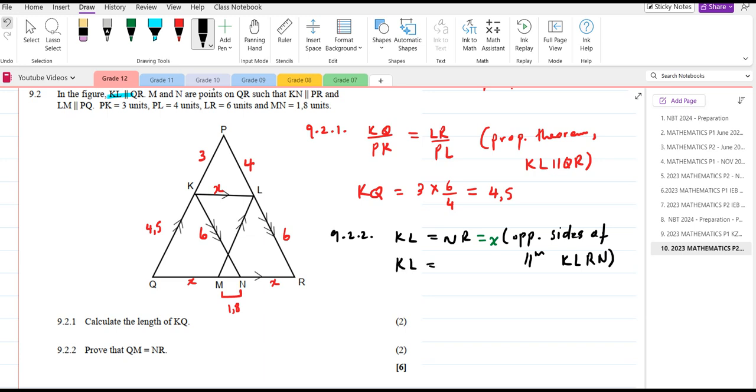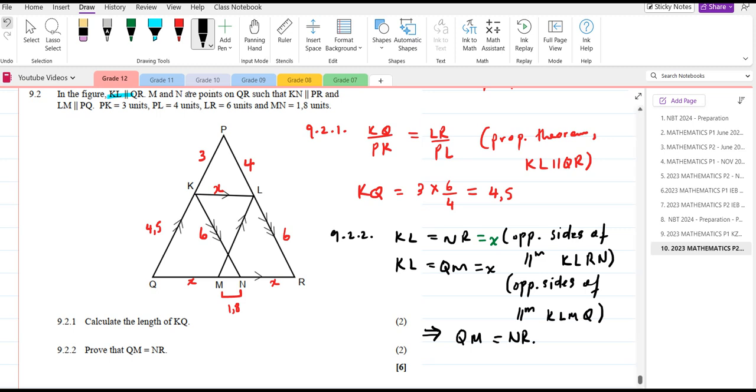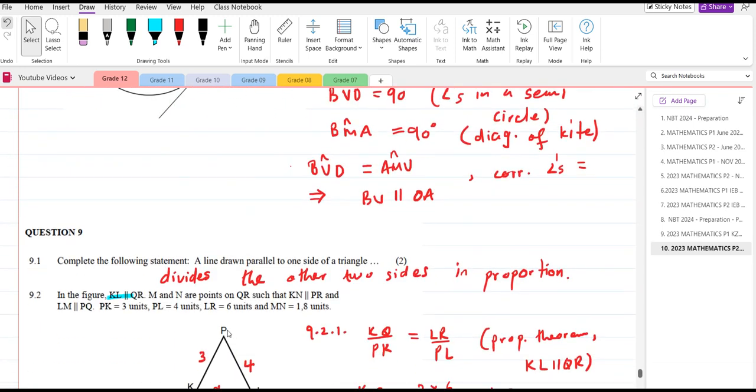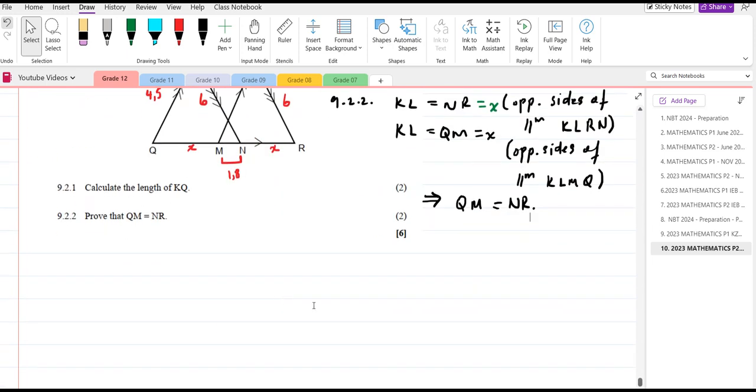And then we got KL is also equal to QM. And that's also equal to X because opposite sides of a parallelogram. Which parallelogram are you looking at now? KLMQ. So this implies that QM equals NR. Right, so I hope you guys understood that. Very nice problem. Testing on properties of quadrilaterals. Even the previous one, I used a kite. Over here, we're using parallelograms. Amazing. Let's move on to the next problem.